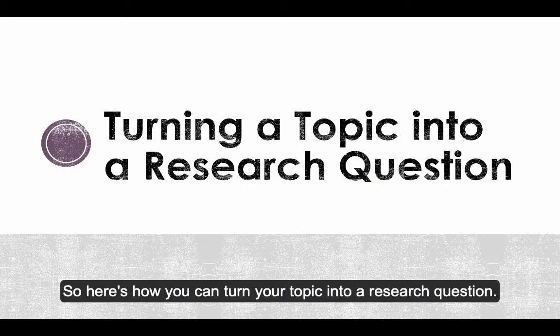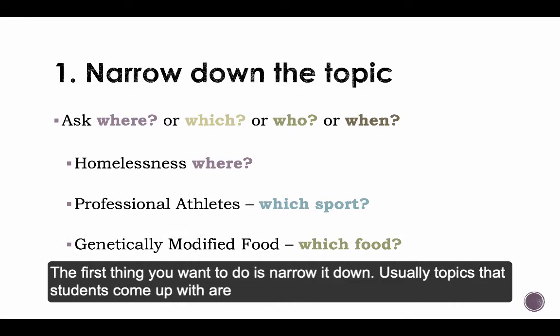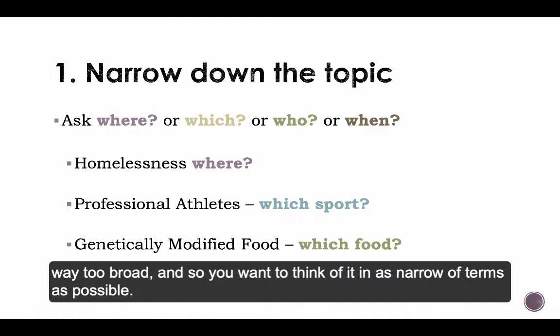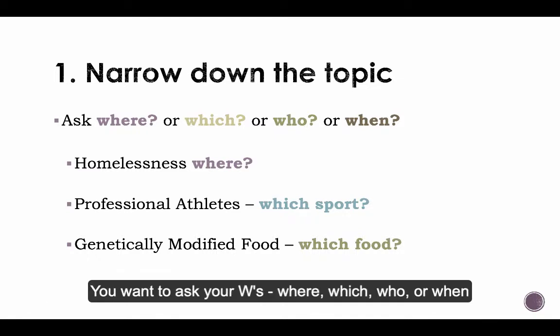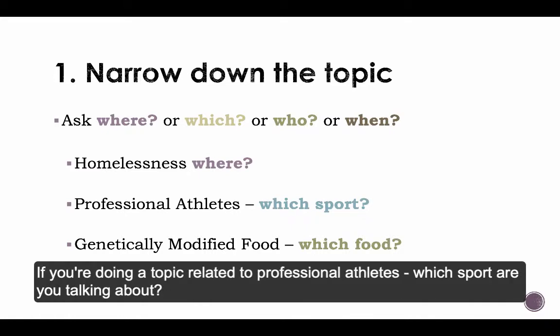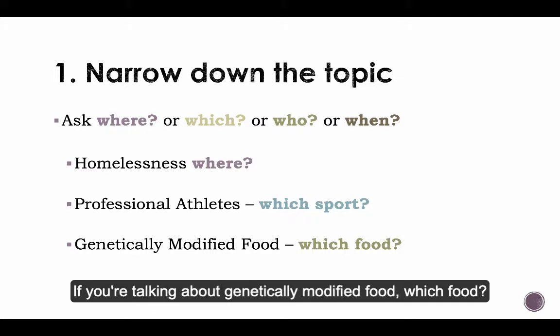So here's how you can turn your topic into a research question. The first thing you want to do is narrow it down. Usually topics that students come up with are way too broad, and so you want to think of it in as narrow of terms as possible. You want to ask your W's: where, which, who, or when. So if you're doing homelessness, where? If you have a topic related to professional athletes, which sport are you talking about? If you're talking about genetically modified food, which food?